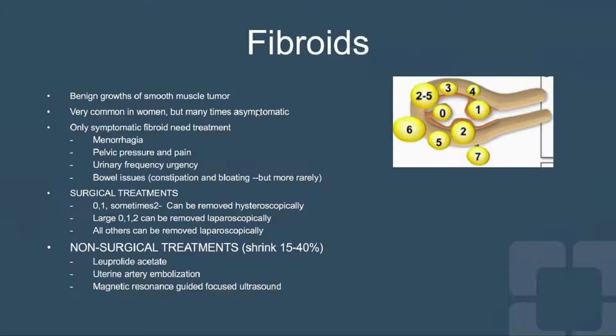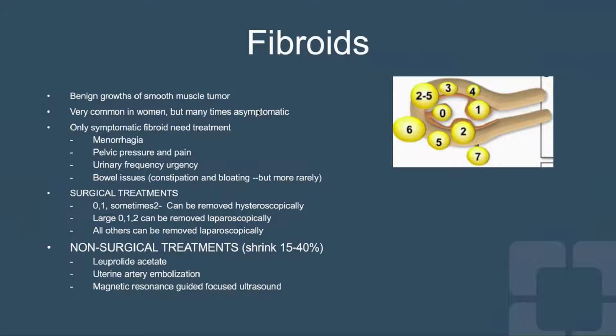Otherwise, non-surgical treatments, there are medications. Leuprolide acetate or ulipristal is another medication, but not currently available in the United States, that can shrink fibroids. It typically shrinks about 15 to 40%. Uterine artery embolization can be used in certain situations.